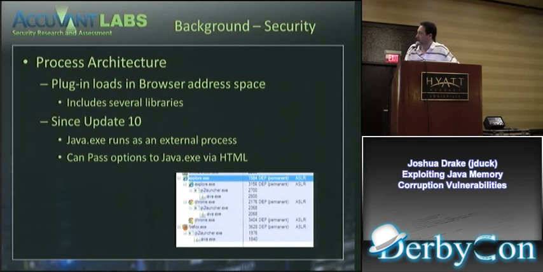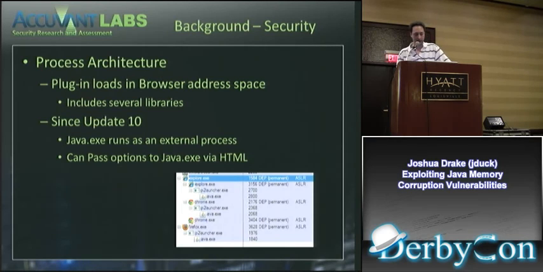So, a little slide here on the process architecture. Can you guys see the screenshot okay? As of update 10, they decided, for reliability reasons, which I guess means it crashes too much, to run it as an external process to the browser. You can see all three browsers are represented here. It launches the JP2 launcher, which is just a stub that takes some stuff and passes it to the Java executable. But the plugin fires that off, and the plugin loads in the actual browser address space still.